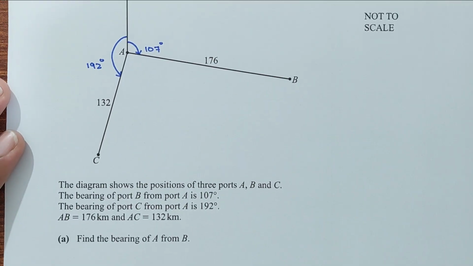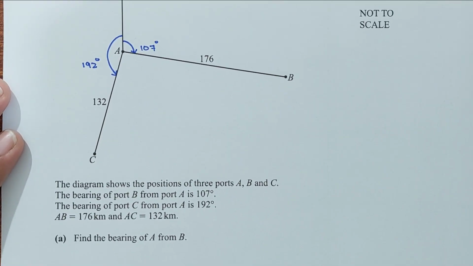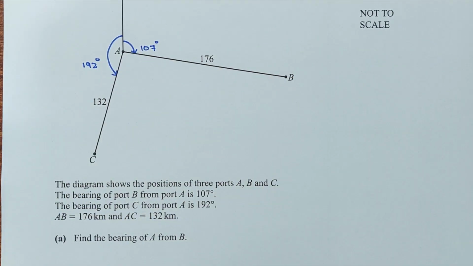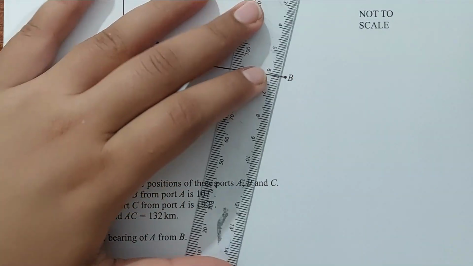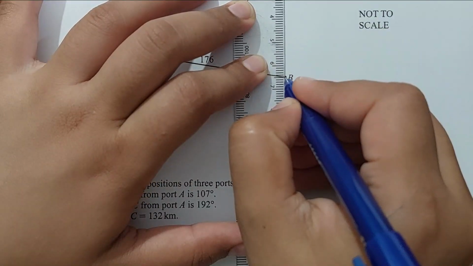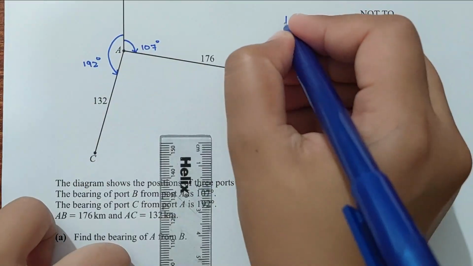Part A, find the bearing of A from B. The bearing of A from B. Okay, so at B we have to draw the north line. Let me draw this north line at B.